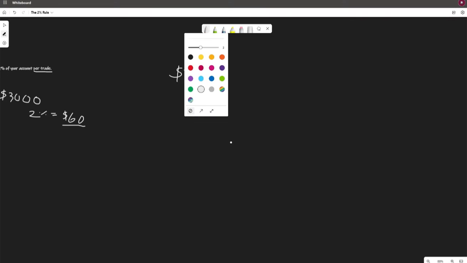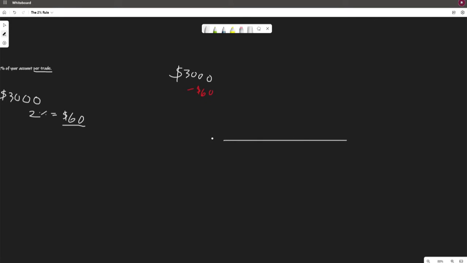Let's say a stock is trading at $1 and your stop loss is at 80 cents. If you know your percentages, you'll know that a drop from $1 to 80 cents is negative 20 cents. Right? Since this drop is 20 cents, that's equal to a 20% drop in the stock. So now you need to think, okay, that's negative 20%. How can negative 20% equal negative 2% of my account, which is $60?